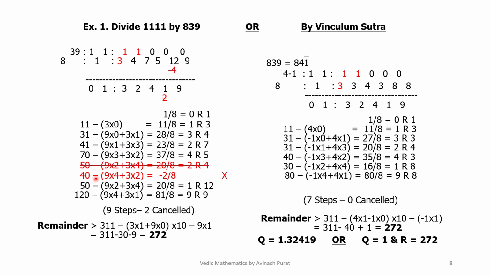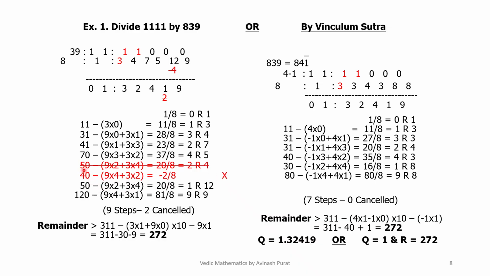But when we consider 40, 40 minus 9 into 4 plus 3 into 2, that is 36 plus 6, 42. It gives you minus result. 40 minus 42 is minus 2. So that is not possible.